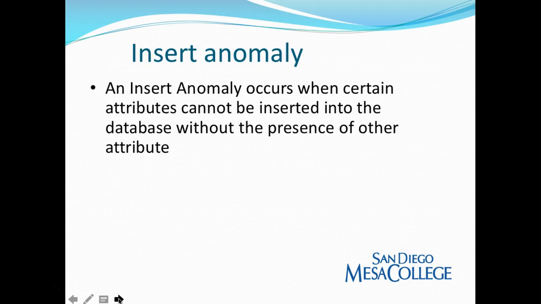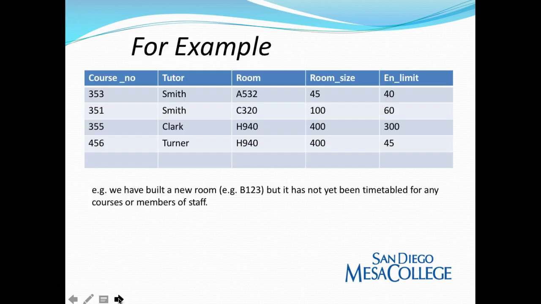So let's focus on the first one, an insertion anomaly. This occurs when certain attributes cannot be inserted into the database without the presence of another attribute. So let's take a look. In this case, we have one table. We have a course number, a list of tutors, some rooms, a room size, and a limit. If we build a new room, B123, but it doesn't have any course or members or staff information, we would have an insertion anomaly. We could put the room B123 in there, but the other fields would be empty.